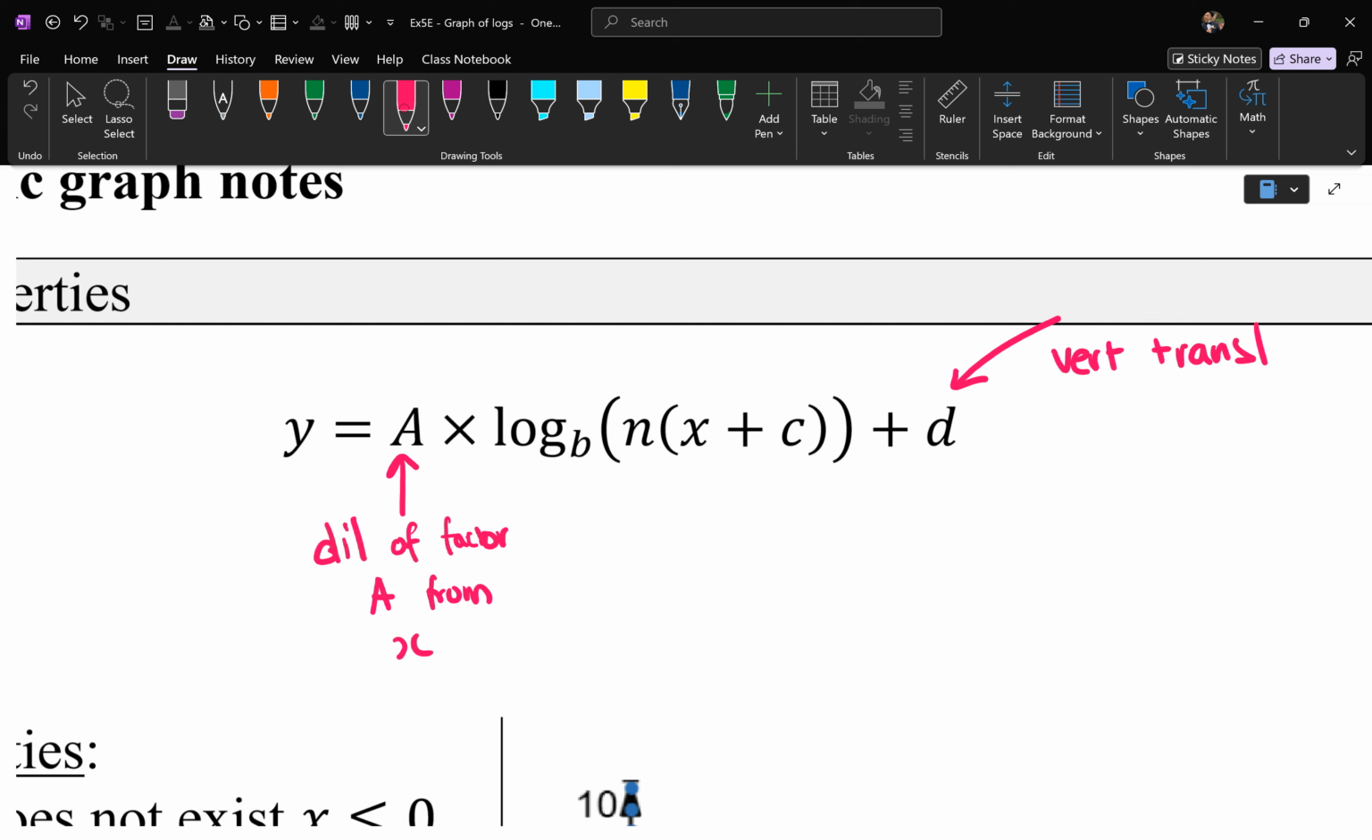What does the C do? Let's go with Mia. Horizontal translation. Very good. And then what does the N do? Can I please have Ryan? Dilation of 1 over n from y. Very good. Factor of 1 on n from the y-axis. Out of them all, what are we missing?